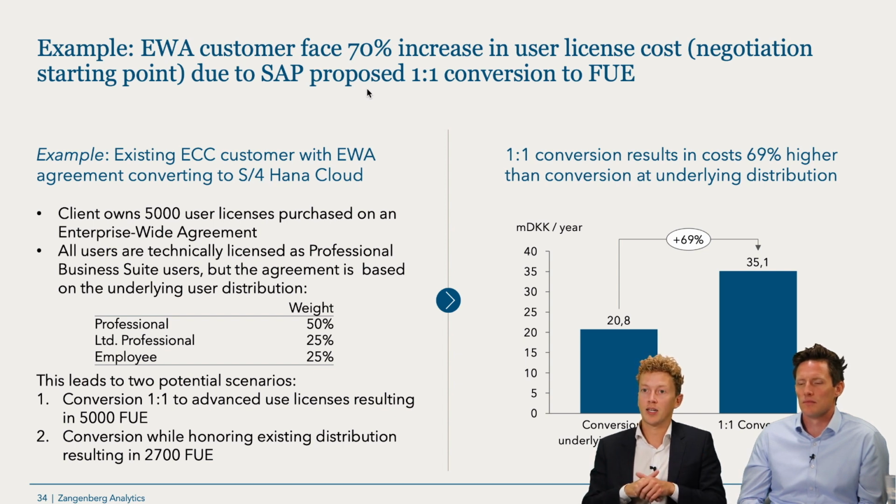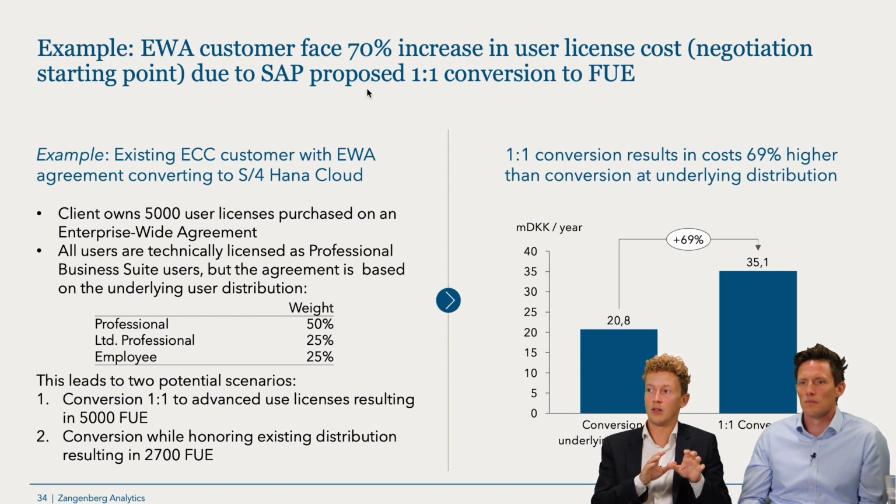If you own 5,000 user licenses on this enterprise-wide agreement, with one company license with a professional entitlement, but the cost of it is calculated based on 50% professional users, 25% limited professional, 25% employee licenses. You'll have one price you've negotiated with SAP on this license. And this mix is very conservative. Typically, you would argue for a lot more limited professional or employee licenses, because that's what you use, and you will have a lower price. But just to take a conservative example, this would lead to a price of 20.8 million kroner for these user licenses.